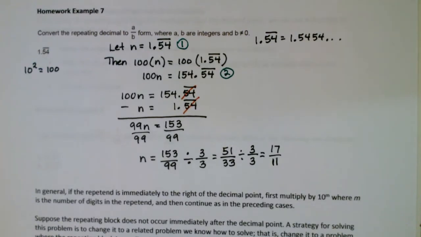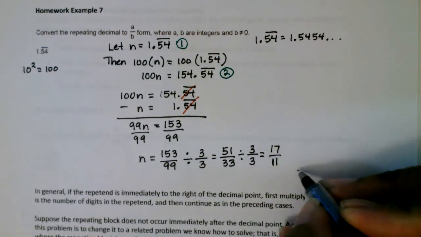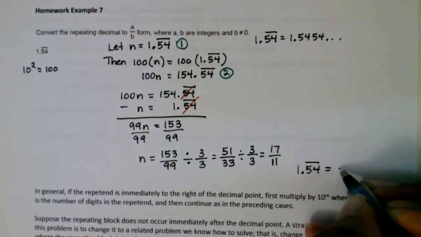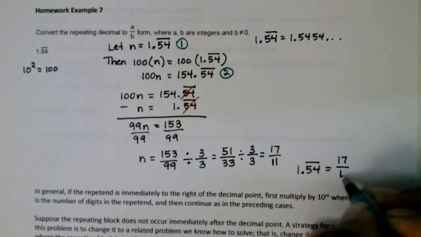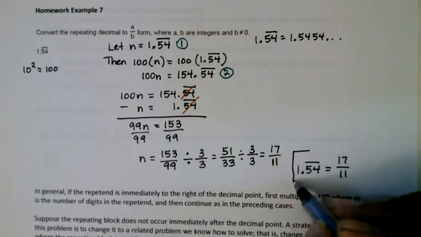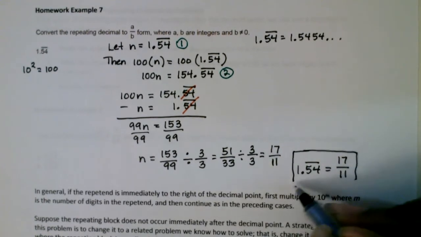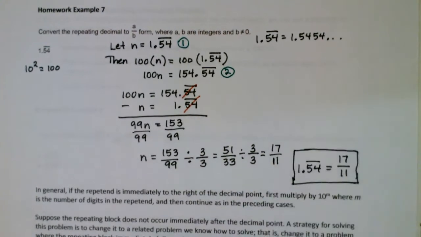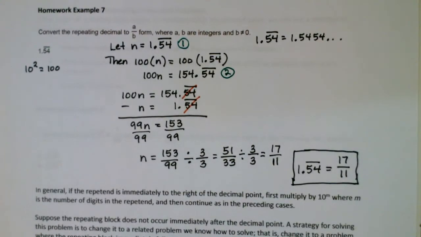And in some cases, you may have to reduce that fraction in simplest form. So 1.54, where the 5 and the 4 repeat, as a fraction in simplest form would be 17 over 11. And we do have to leave that as an improper fraction because they want that in the form of a over b.